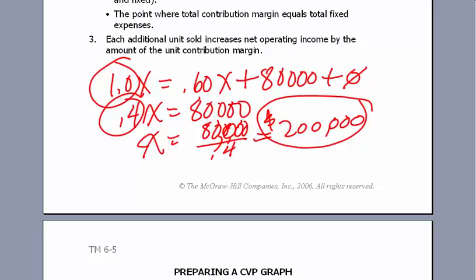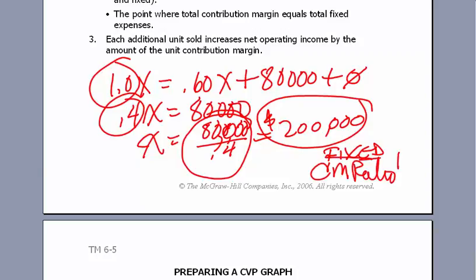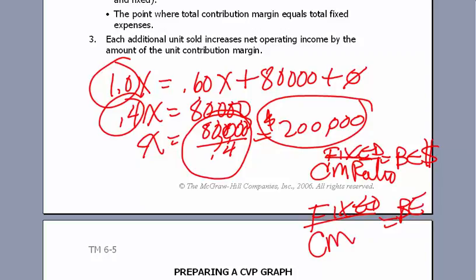Another thing I'd like to point out is that this is the shortcut: we had 80,000 divided by 0.4. That represents the fixed cost divided by the contribution margin ratio, and that gives you break-even in dollars. If we took fixed costs and divided it by the contribution margin, then that gives us break-even in units.